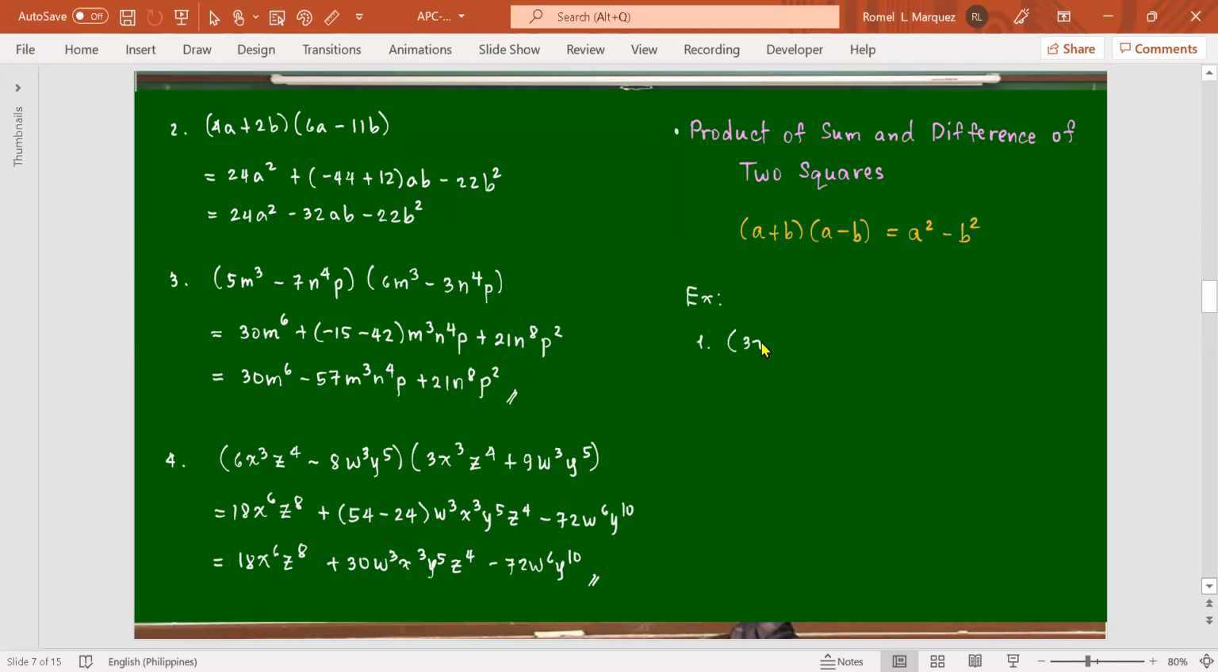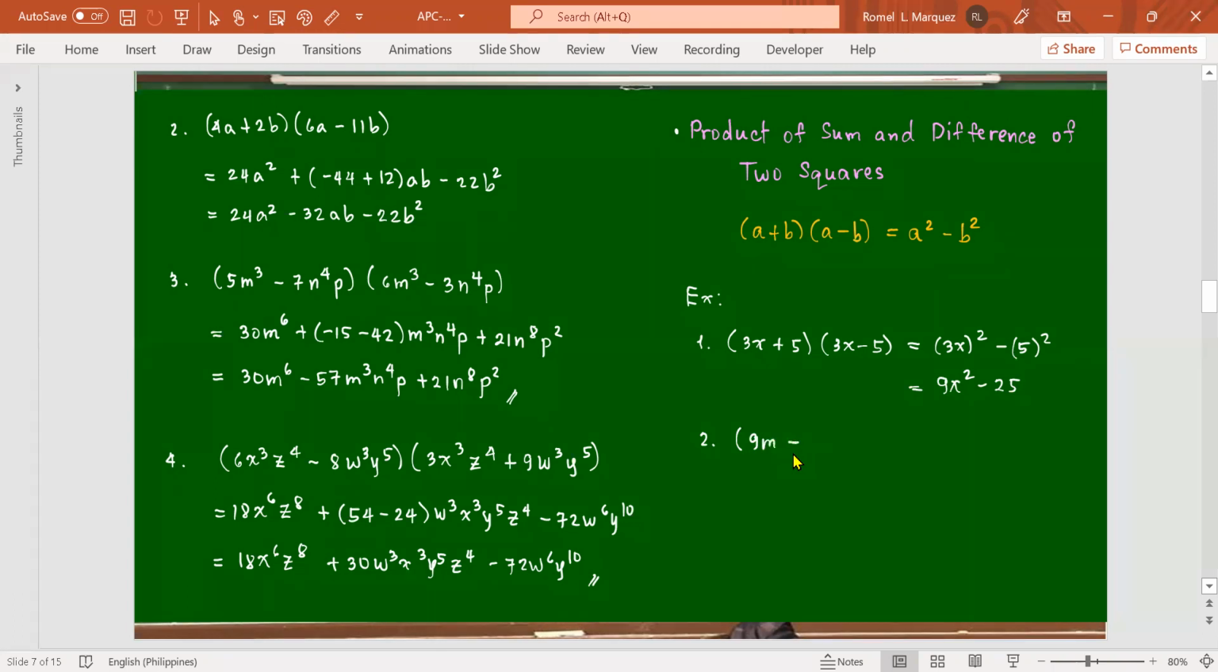So if I have 3x plus 5 multiplied to 3x minus 5, sum and difference, no? I can immediately write it as the square of the first minus the square of the second, getting 9x squared minus 25. Okay? Guys?